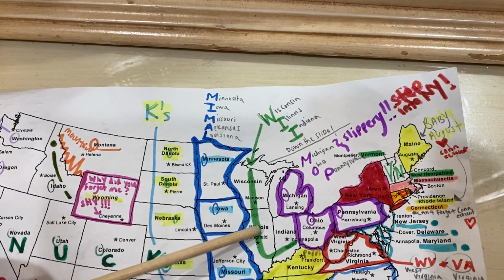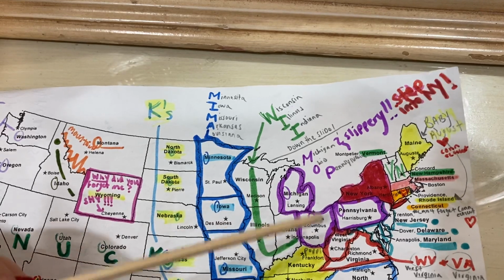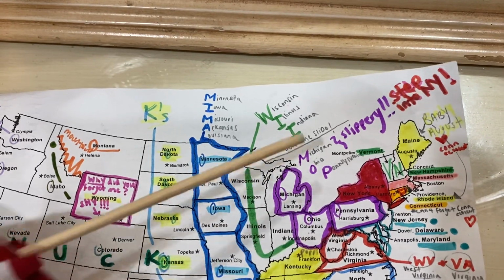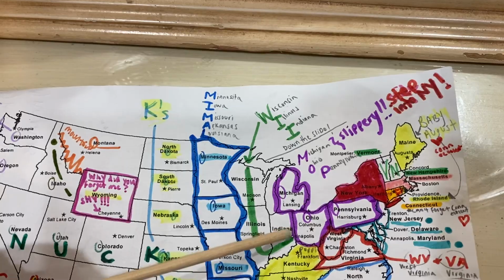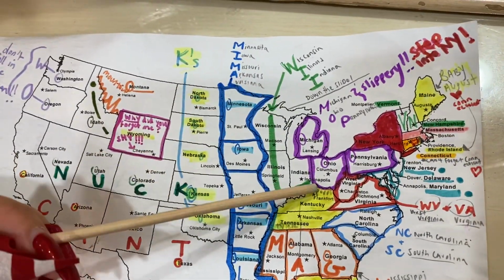Wisconsin, Illinois, Indiana. Slippery from the mop. Michigan, Ohio, Pennsylvania. Wee and mop. Right next to the middle.